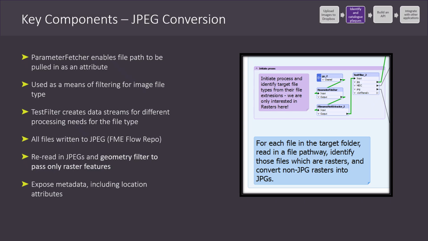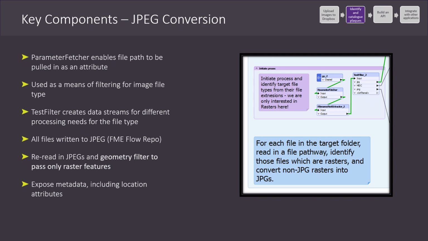And this is just a screenshot from the workspace at the start. That's just showing how a creator is able to initiate the workspace, but the parameter fetcher is where we can pull in that file name and extract it and use it as a test filter as a means to process the data appropriately.